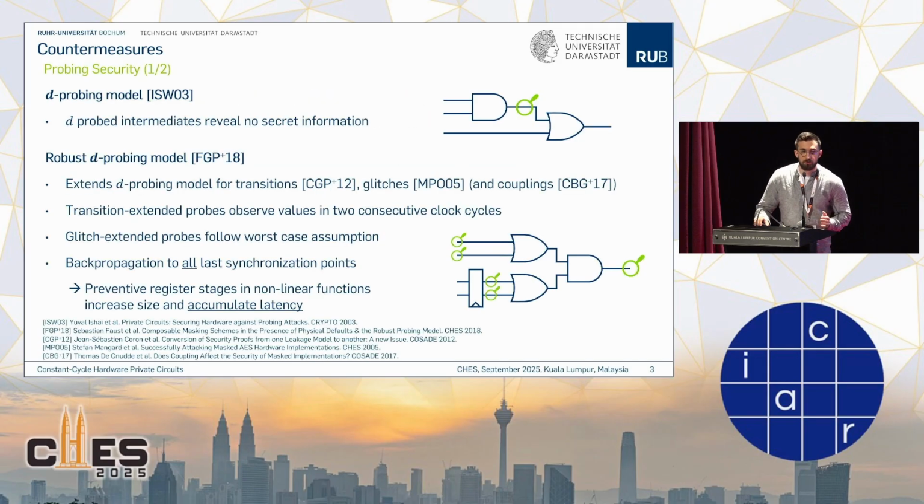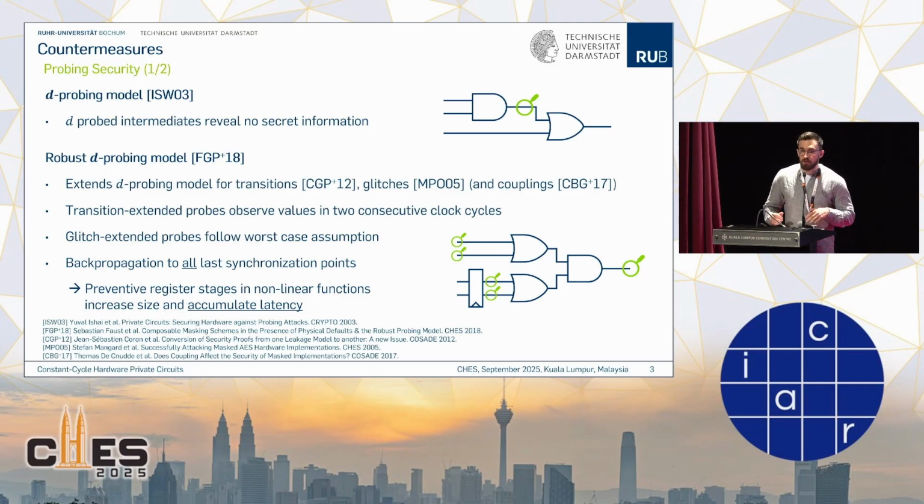If we want to prove the security of a scheme, then we can take a probing model, and the most basic one is the d-probing model, where an adversary places up to d probes in a circuit, and if no tuple of d probes gives us any information, then the circuit is considered to be d-order secure. However, this does not take into account the physical defaults that actually happen in a circuit. Namely, these are transitions and glitches that we also cover in this work. The follow-up work, the robust d-probing model, covers transitions with so-called transition-extended probes. So these probes also observe values in 2 consecutive clock cycles.